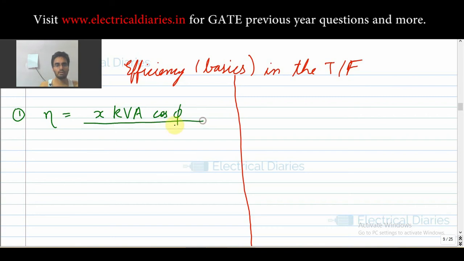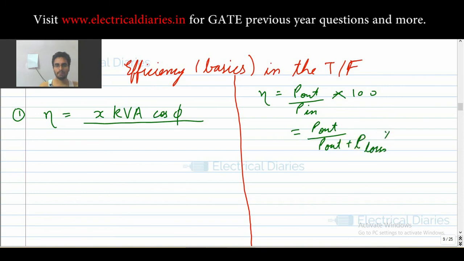This is your power. See what is eta? P out by P in into 100. Okay. So you can write it down as P out by P out plus losses into 100. Okay, so using this thing only we are writing this expression. So it will be x kVA cos phi.